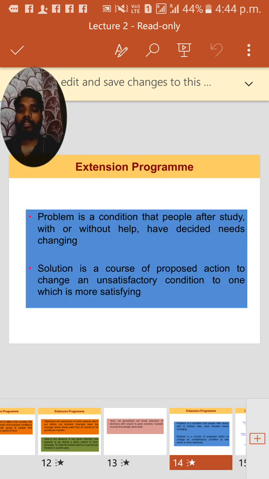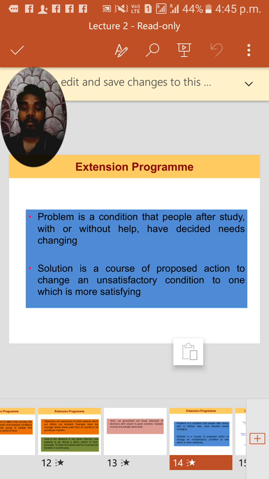Extension program. In this sense, what is the problem? Problem is a condition that people, after study with or without help, have decided needs changing. If you have a problem, you need to decide the solution about that problem. On the basis of the solution, you can change that problem. What is solution? Solution is a course of proposed action to change an unsatisfactory condition to one which is more satisfying. First, if you have the problem, you need to make the solution of that problem. When the problem is changed, you will get the solution.